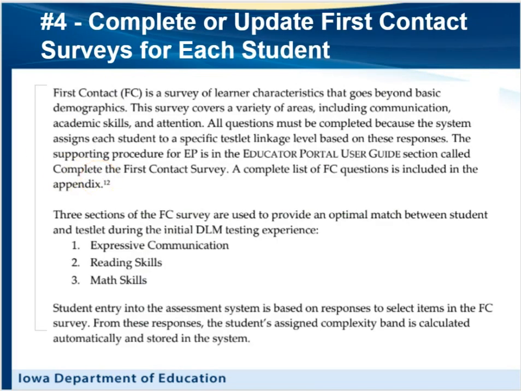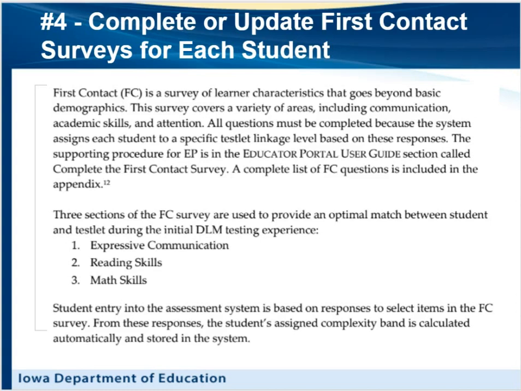The fourth big item that you'll need to complete prior to testing is the first contact survey for each of your students. And you can see some of the information on the screen right now. This is a survey about the learner characteristics that goes well beyond demographic information. It's covering a variety of areas: communication, academic skills, student attention levels.